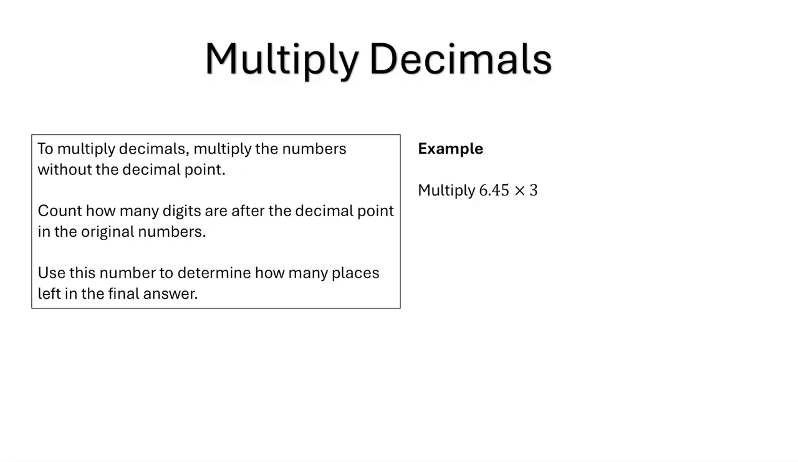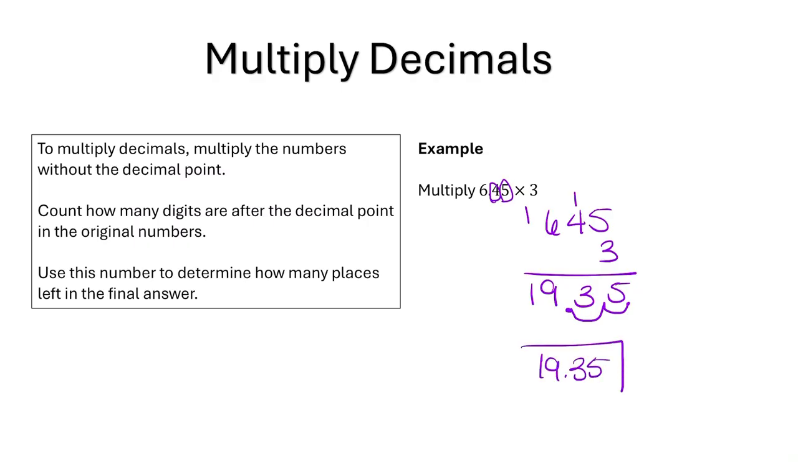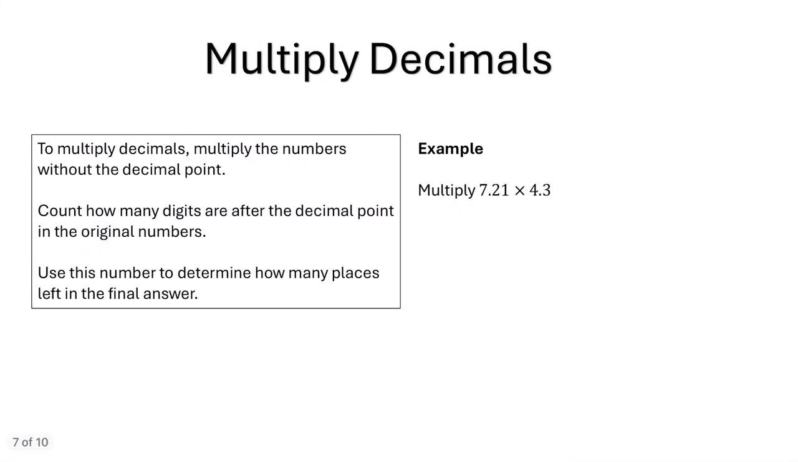So suppose we're doing 6.45 times 3. I'm just going to multiply it as though it's 645 times 3. So I do 5 times 3, so that's 15, so I carry 1. 4 times 3 is 12, plus 1, so I have 13, and then carry 1. 6 times 3 is 18, plus 1, so I have 19. Okay, so I need to think about where my decimal is going to go. I have 2 digits after my decimal in the original problem, so I'm going to go 1, 2, and I have 19.35 as my final answer. So now let's try multiplying this problem.